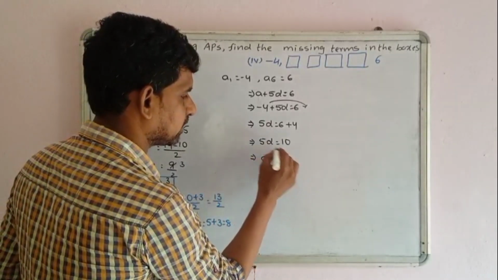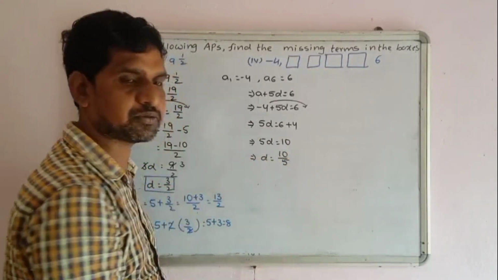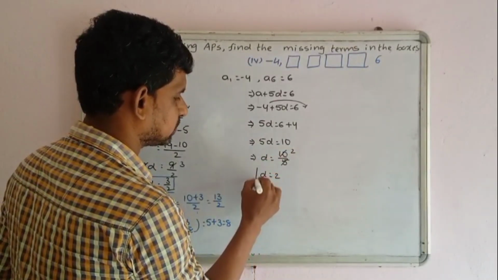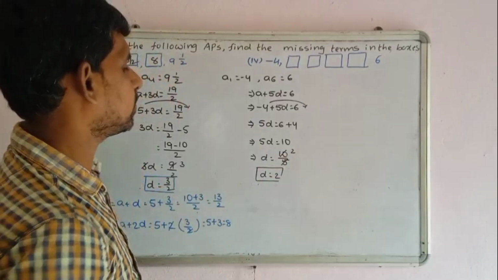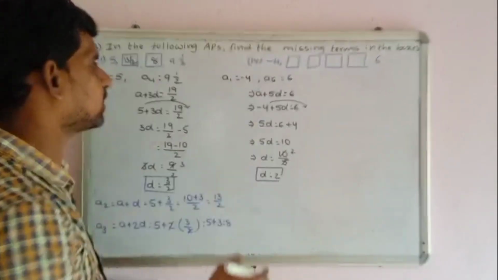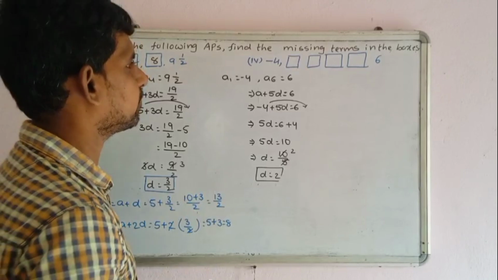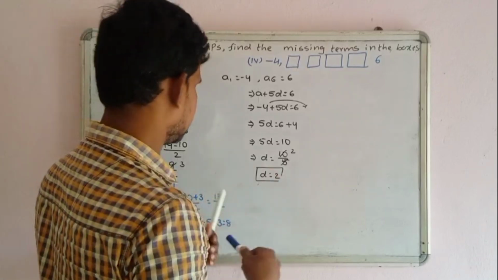D equals 10, 5 transposed to the right side, divided by 5. How many times? 2 times. D equals 2. Okay. Now we already know A. Now we will find A2, A3, A4 and A5. So first A2.